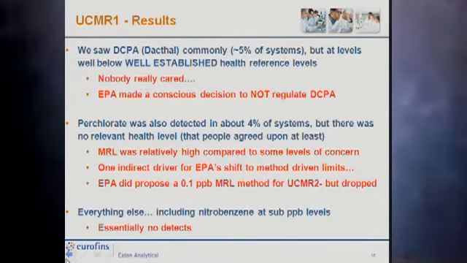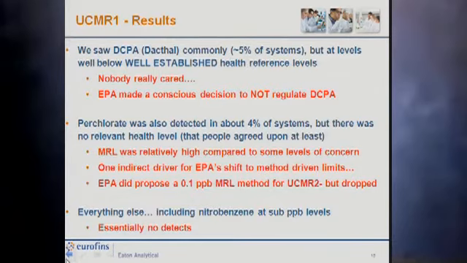So what did we actually see in UCMR1? Well, we saw DCPA, which is a 515.4 compound, pretty commonly in about 5% of systems, which for a drinking water contaminant other than disinfection byproducts is a pretty high percentage. But the levels that we saw were generally below 10 ppb, and there were some pretty well-established health reference levels. So even though we saw it frequently, nobody really cared, and EPA subsequently made a conscious decision not to regulate DCPA in drinking water because of the health reference levels.